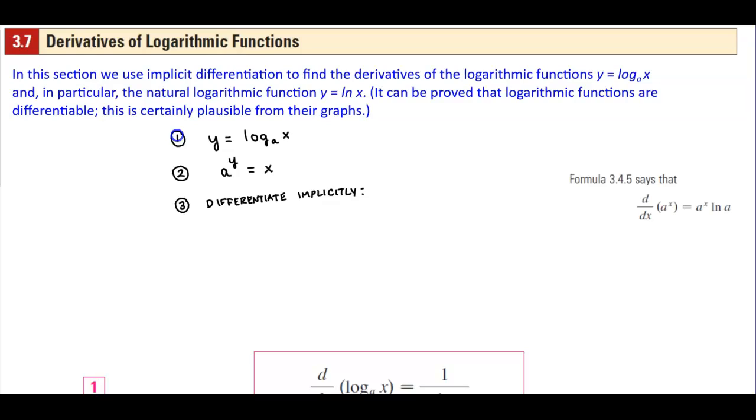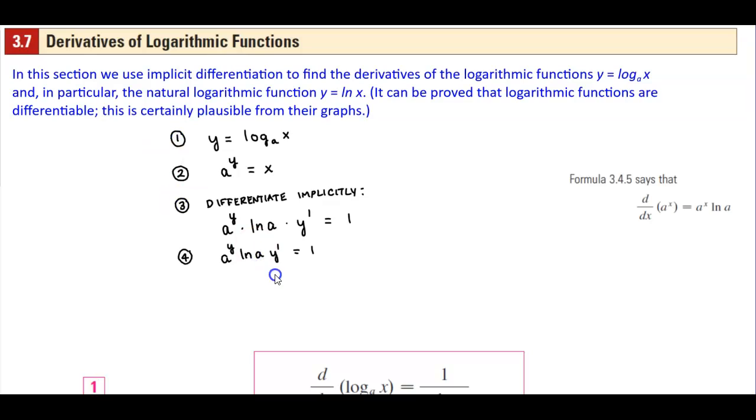If we look at the function a to the y equals x, we know that we have a to the y times the derivative of a to the y, which is the natural log of a, times y prime, and that's going to equal the derivative of x, which is 1. So now we have a to the y times the natural log of a times y prime equals 1.